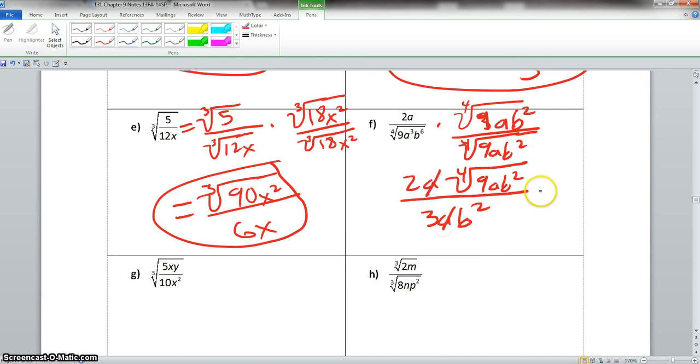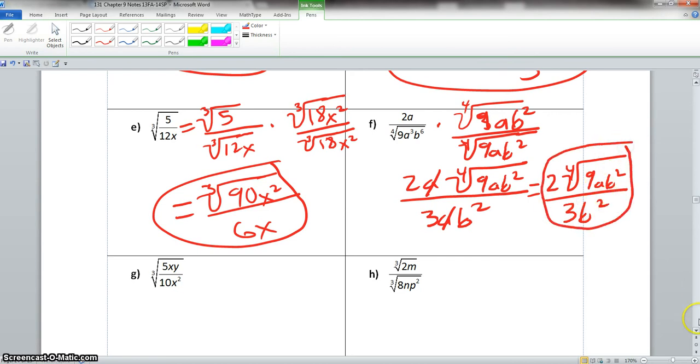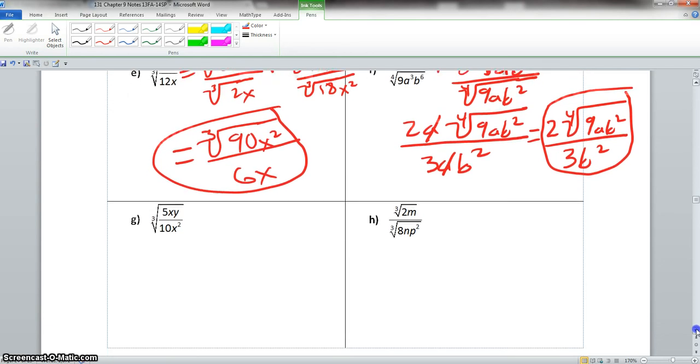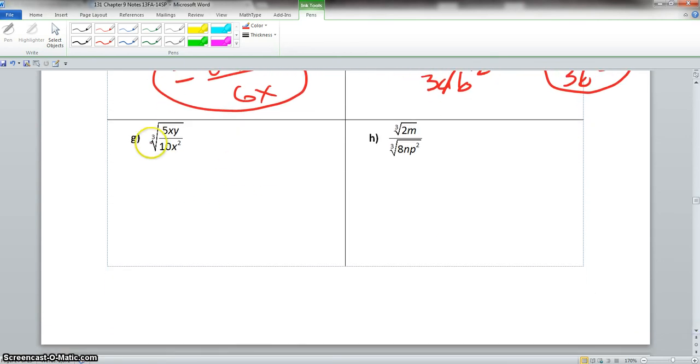Now these a's will simplify out. You have 2 times the 4th root of 9ab squared all over 3b squared. And this will be the final answer. Now we come down here to G and H. Now with G, we will have the cube root. Well, first of all, let's simplify this.